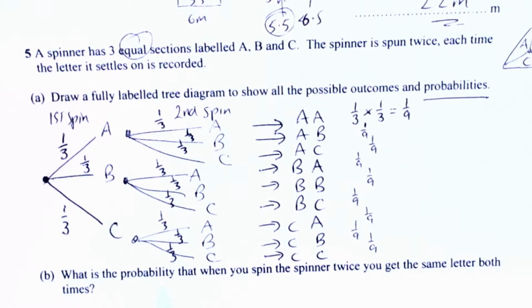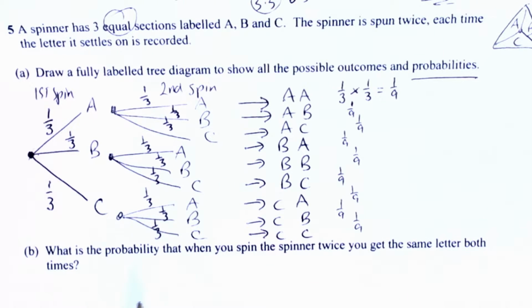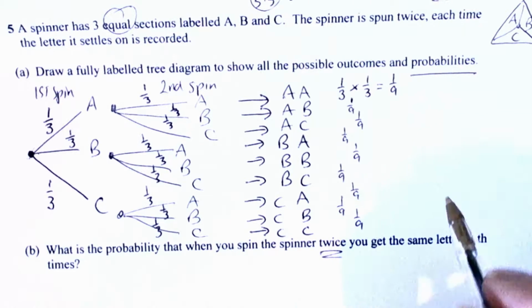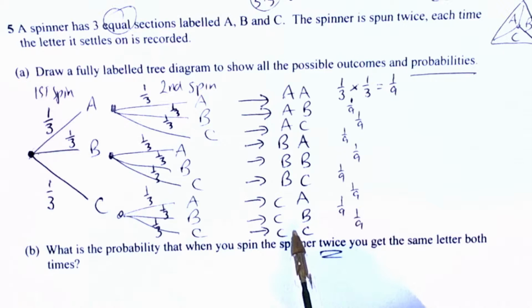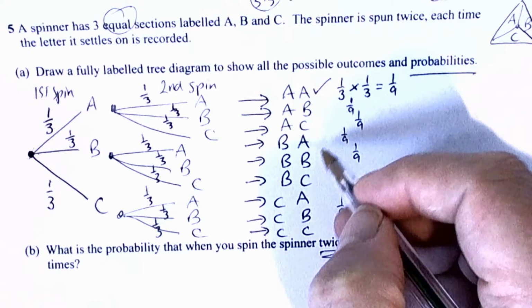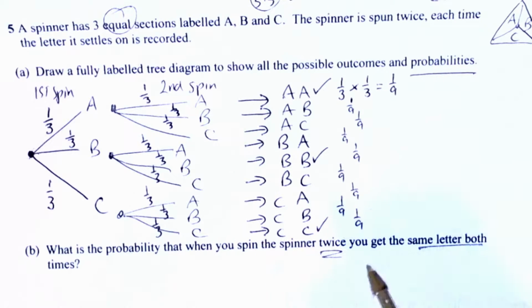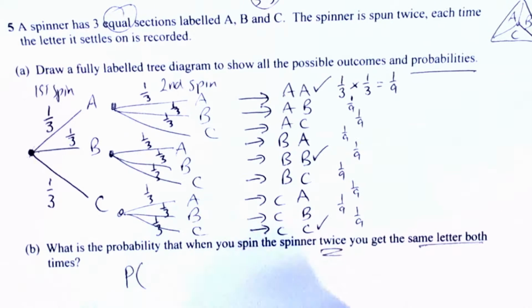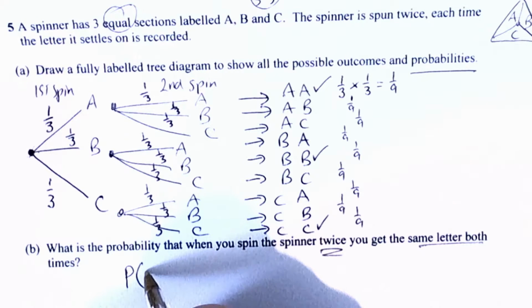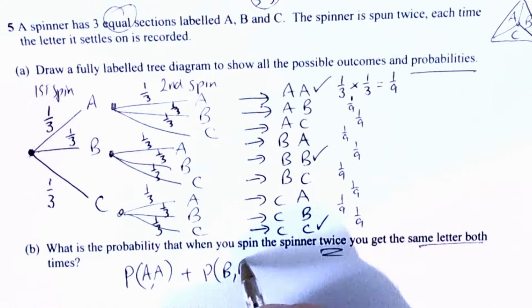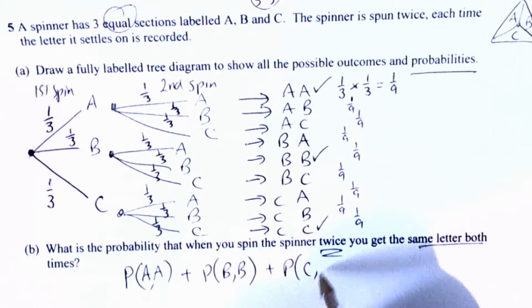Then we can look at the last part of the question, and it says what is the probability that when you spin the spinner twice you get the same letter both times? Well, we go back to the possible outcomes from doing both spins, and we want the spinner to give us the same letter both times. So that was A and A, followed by B and B, followed by C and C. So all these possibilities are meeting the question's criteria. So the probability of A followed by an A, plus the probability of a B followed by a B, plus the probability of a C followed by a C will give us the answer for this particular question.